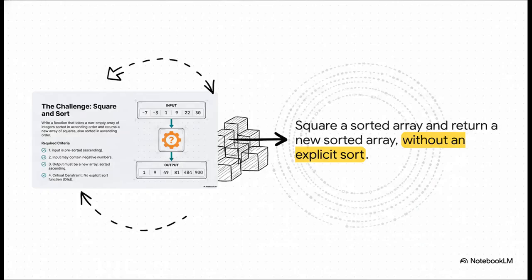So here's the deal. We get an array of integers, and it's already sorted. Our job: take those numbers, square them, and spit out a new array that's also sorted. But here's the real kicker, the constraint that makes this interesting. We're not allowed to just square everything and then hit the sort button. We have to do this in what's called linear time, or O(n).